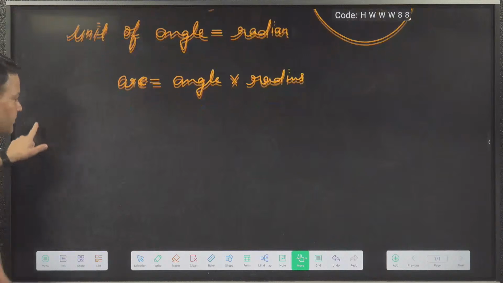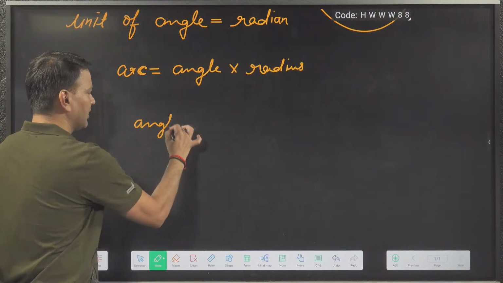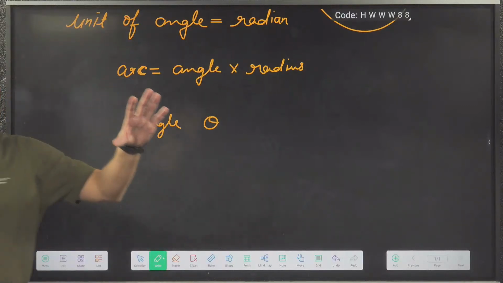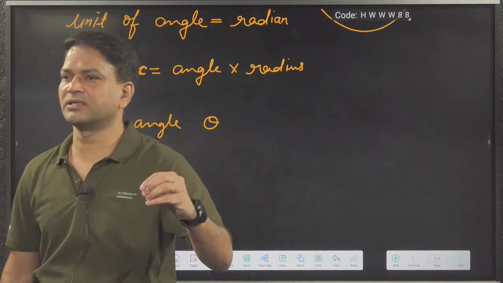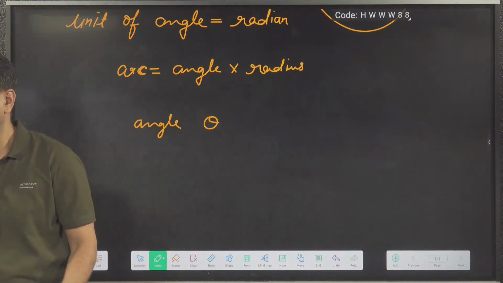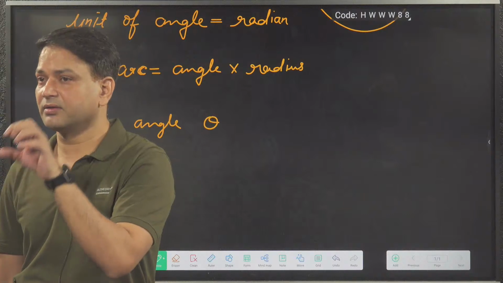Suppose I am saying any angle, angle theta. Suppose I gave a question and in that I said it is making an angle theta. What is the unit of that angle theta you will take? Radian. You will take radian.